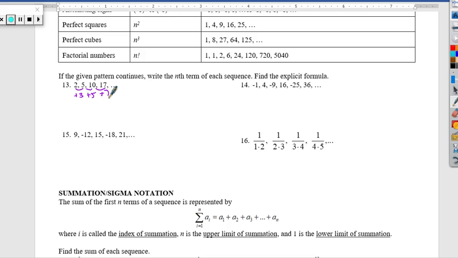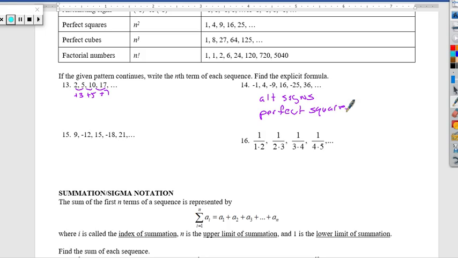Over here, I'm just looking to see if I could figure out the patterns. If we're looking at a solid pattern here, what I'm looking at is alternating signs and also perfect squares. So this is 1 squared, 2 squared, 3 squared, 4 squared, 5 squared, 6 squared. So it's also perfect squares.